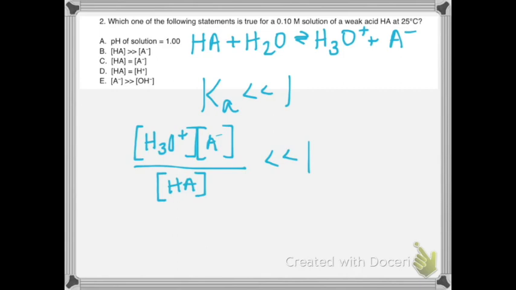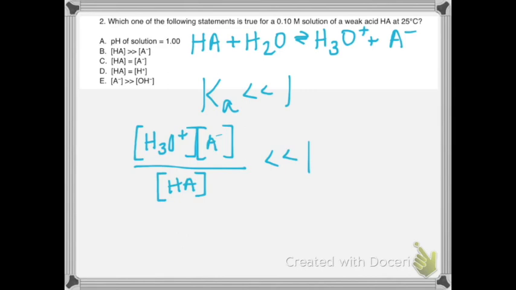So if we go through the answers, the first says that the pH of the solution is going to be equal to 1. So that would be true if this were a strong acid, but this is a weak acid. So to really be able to decide what the pH is, we would need the Ka, and we would have to ice it out.